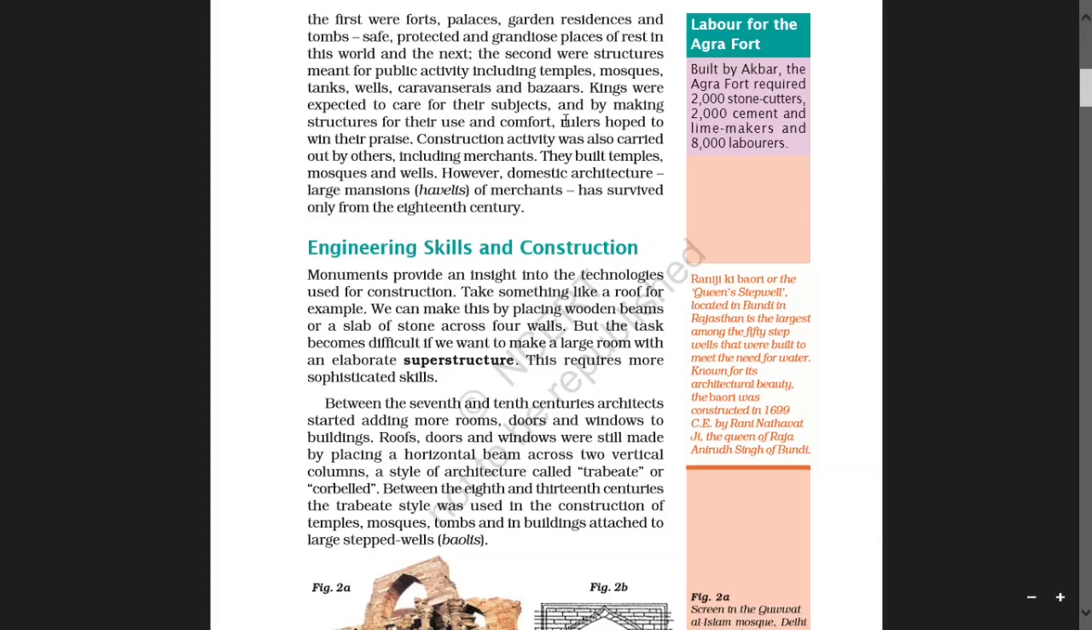Rulers hoped to win praise in this way, by constructing such buildings. Rulers hoped to win the expression of warm approval from their own subjects. Construction activity was also carried out by others, including merchants. Construction work, boys, was also carried out by others. Among them, merchants were also included.